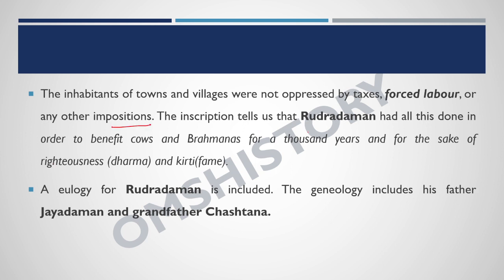And the inscription tells us that Rudradaman had all this done in order to benefit cows and brahmanas for 1,000 years and for the sake of righteousness, dharma, and fame, that is kirti. You will also find a eulogy for Rudradaman included here, where his genealogy is discussed, where his father was mentioned as Jayadaman and grandfather was Chastana.